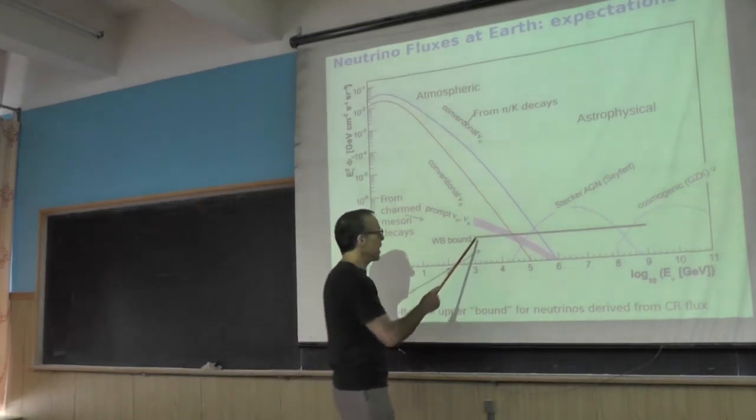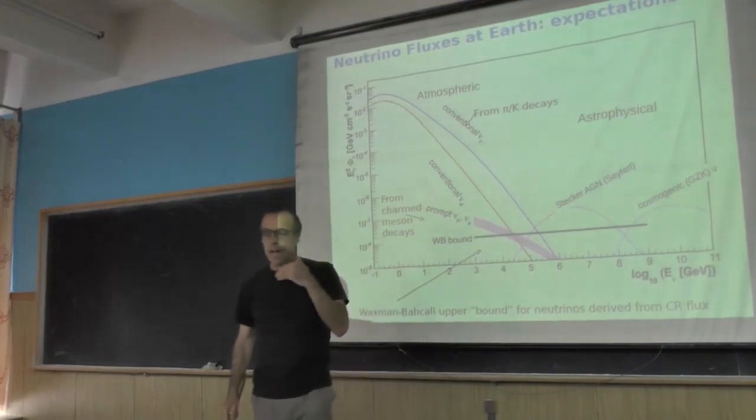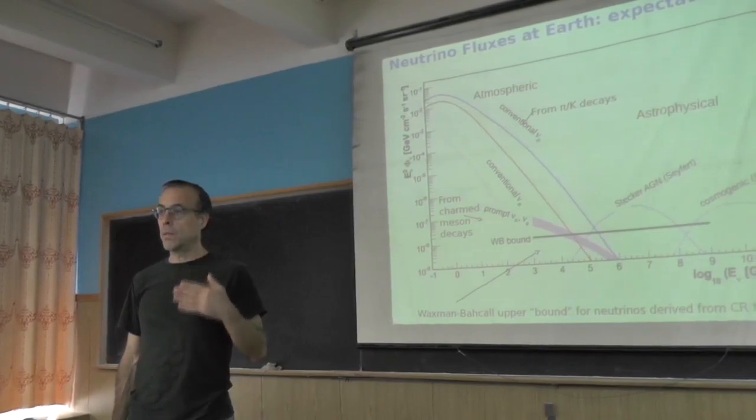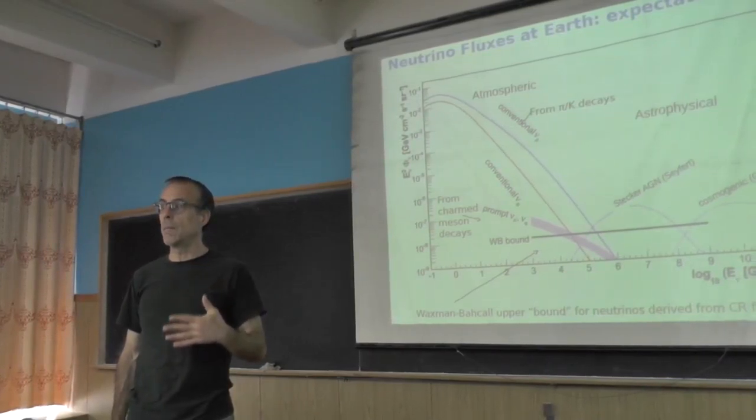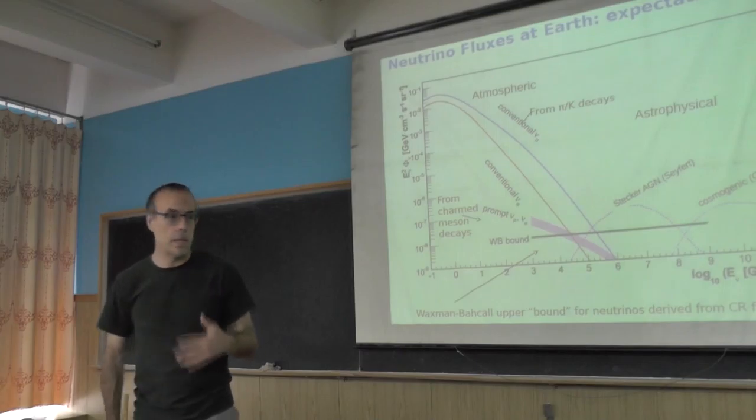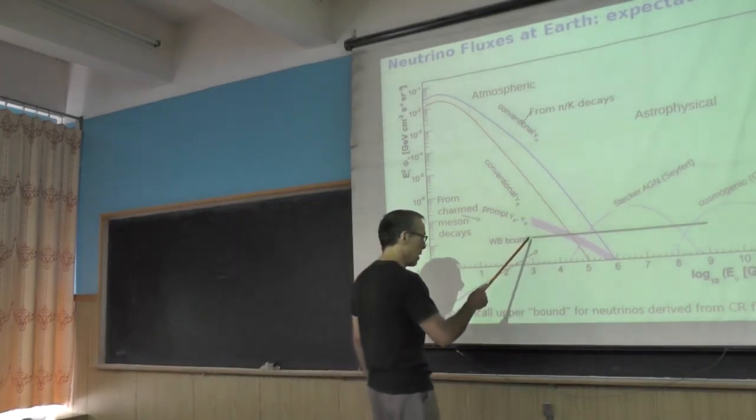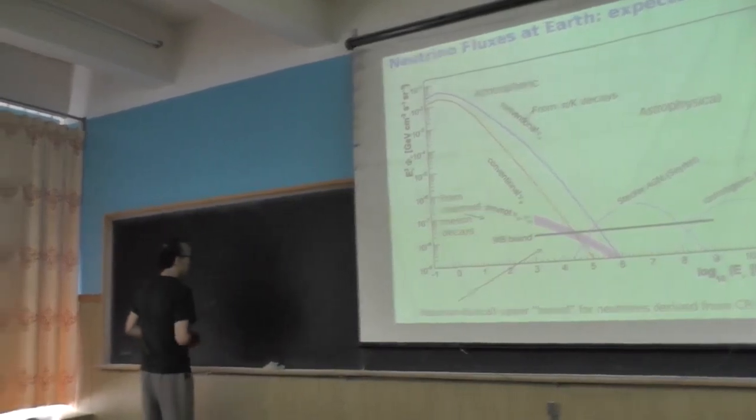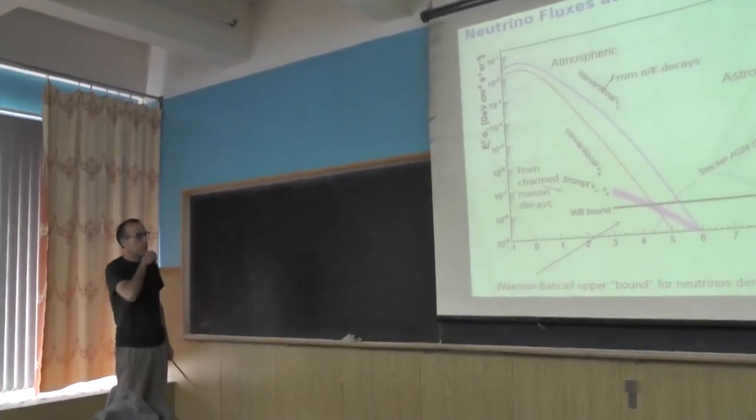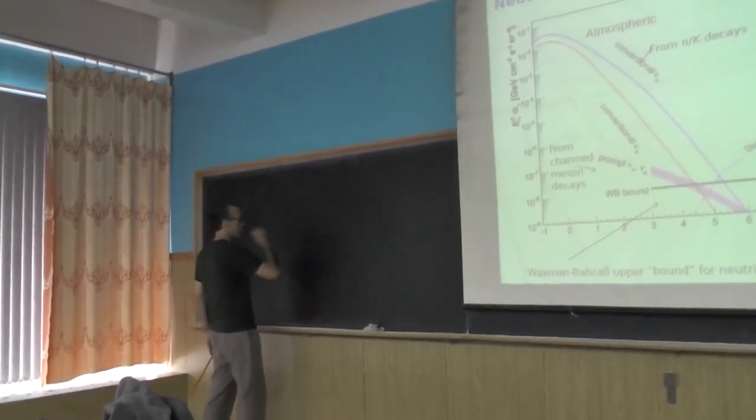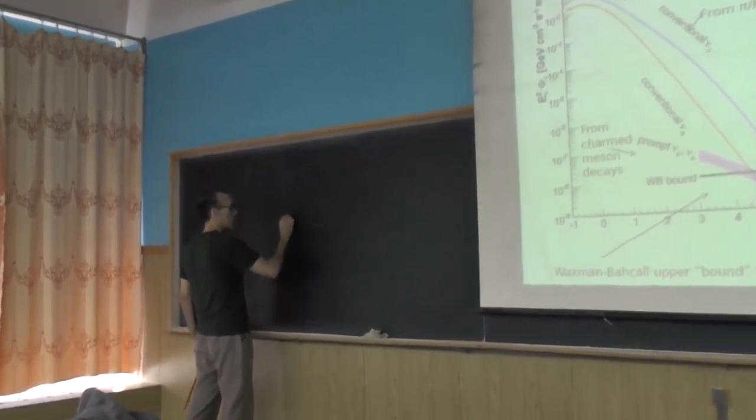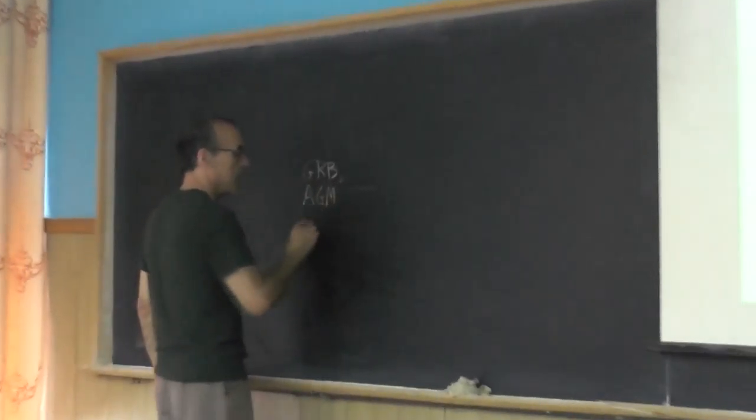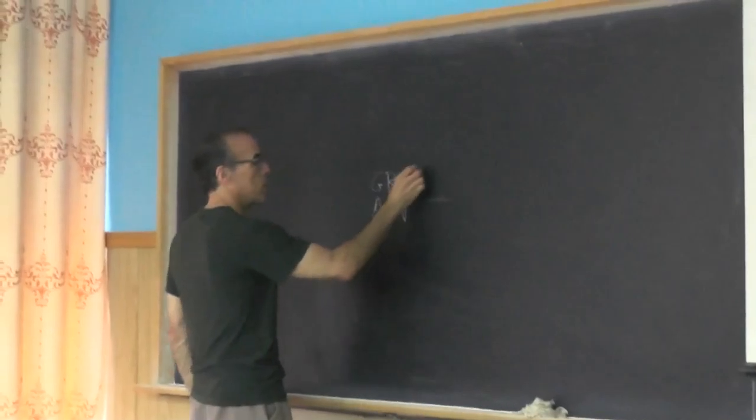Now, there's a very famous bound. So the question is, how large can the flux of neutrinos be at the Earth, what is allowed. And then there's this very famous bound, which is called the Waxman-Bahcall limit. And the way it works is the following. The first thing that you need is some source. So you start out with a source, for instance, like a GRB, or some active galactic nucleus, some black hole.